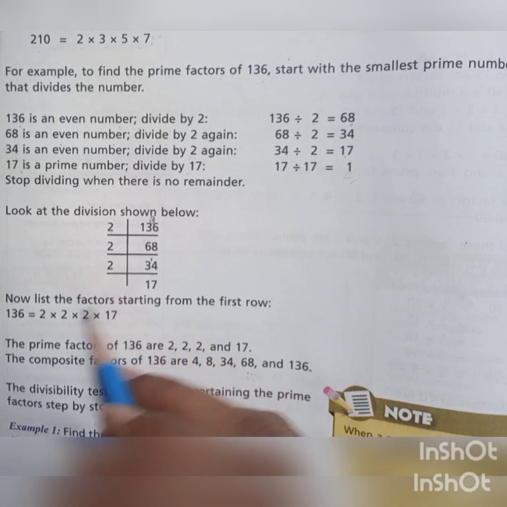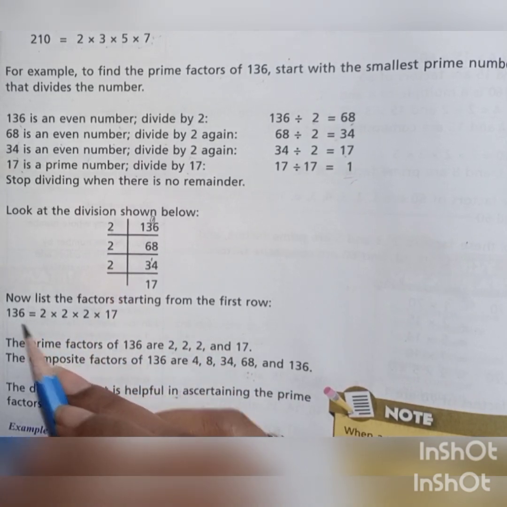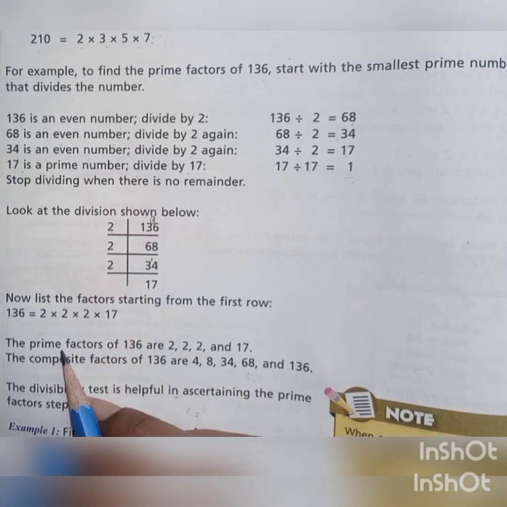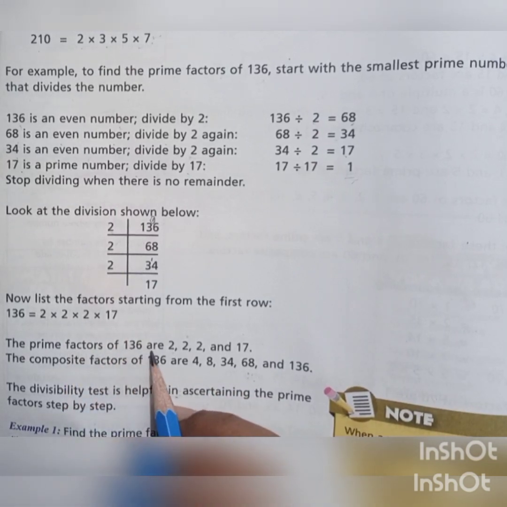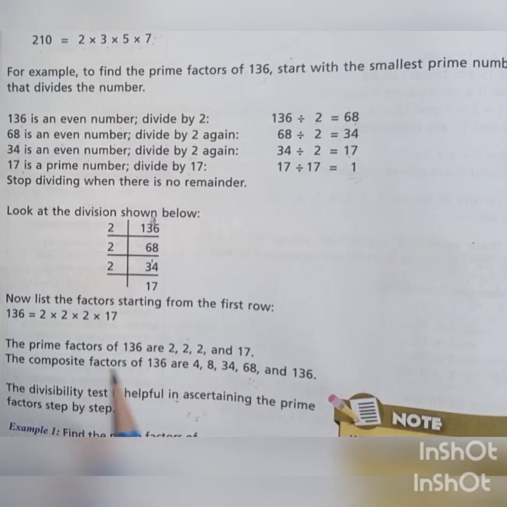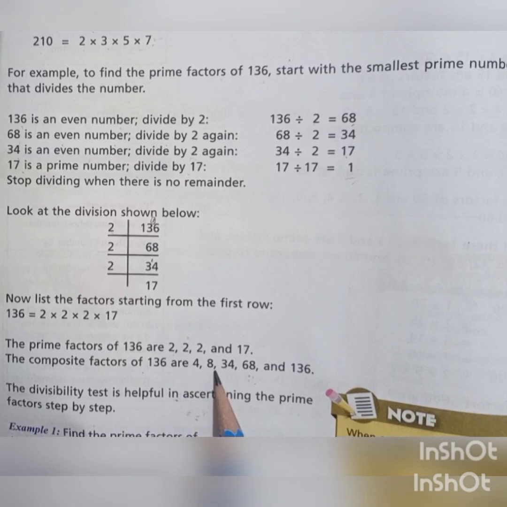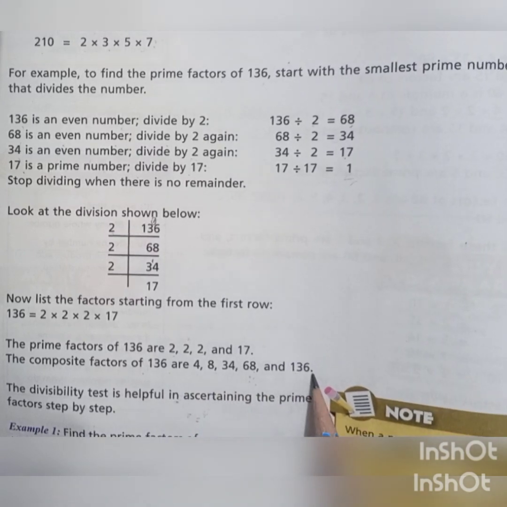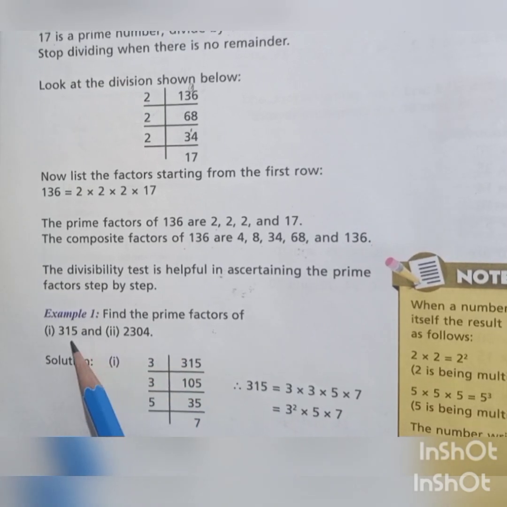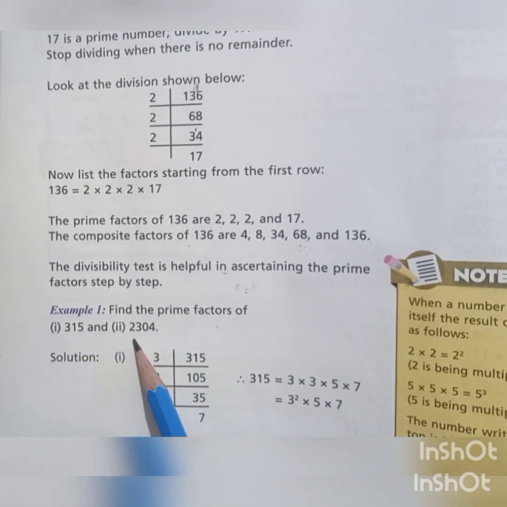by 2 multiplied by 17. So 136 is equal to 2 multiplied by 2 multiplied by 2 multiplied by 17. So we can see that the prime factors of 136 are 2, 2, 2 and 17. The composite factors of 136 are 4, 8, 34, 68 and 136. Students, understand the example number 1 and both of these parts by yourself.